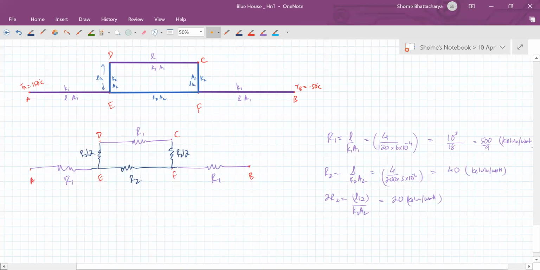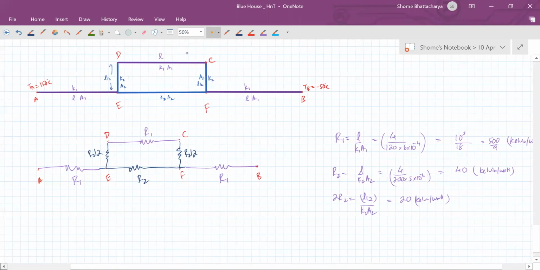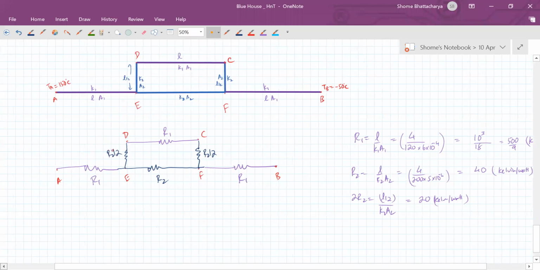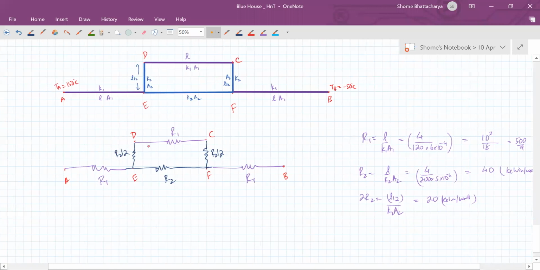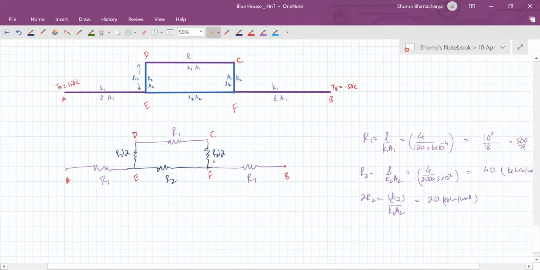Now we can start reducing the equivalent circuit. So first thing we can see is that this is a series combination. So this will become R1 plus R2 by 2 plus R2 by 2. So we can convert this to an R equal to this much.